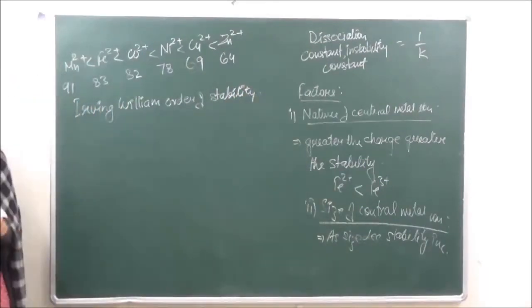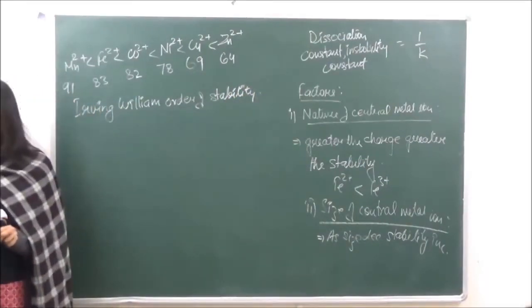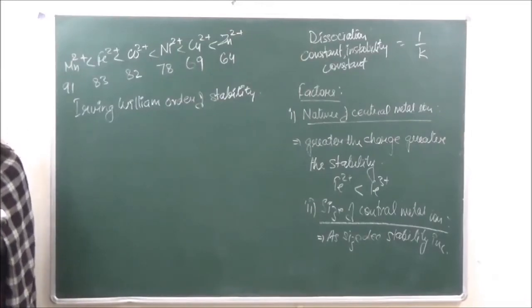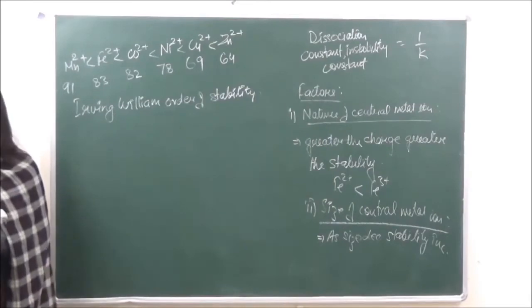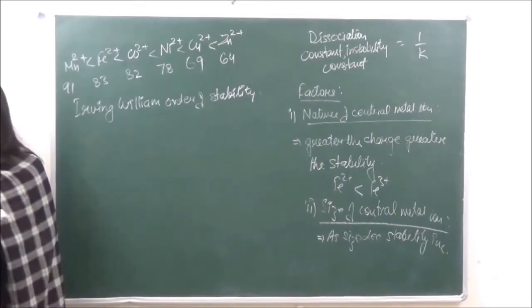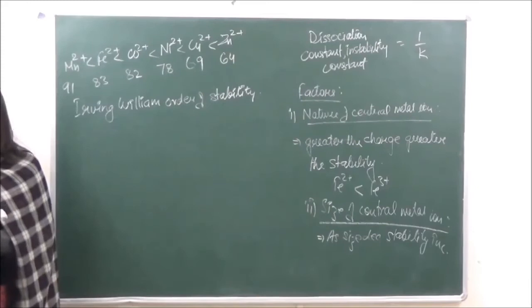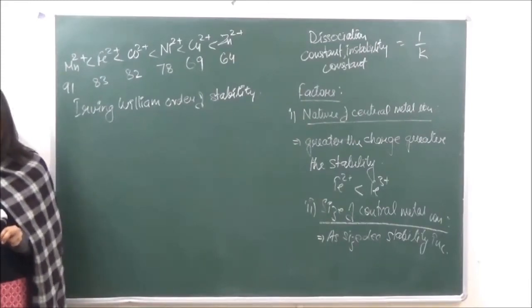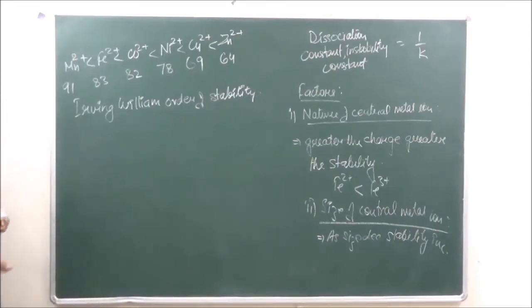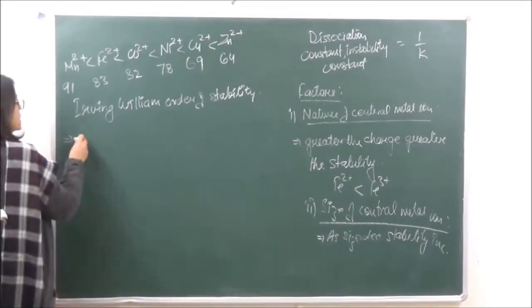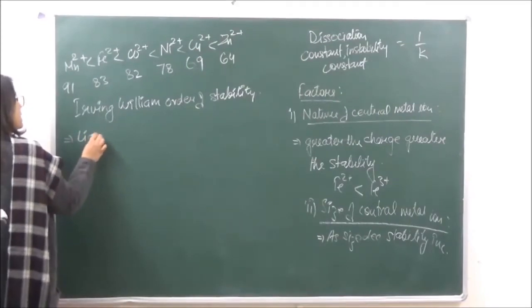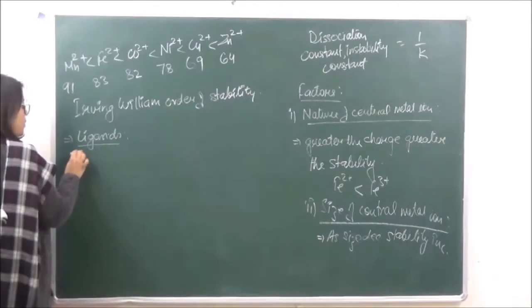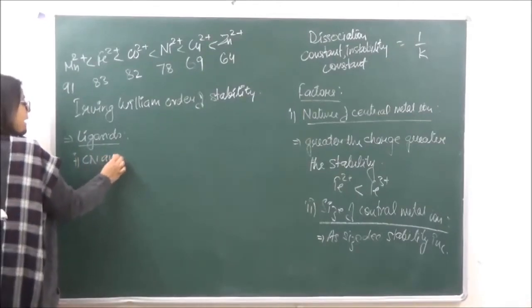Okay? So these are the factors which are going to affect the stability of the ions. Now, we have only taken into account the central metal ion. So let's go on to the ligands. When we are talking of ligands, it is seen, number one, the cyano and NH3.